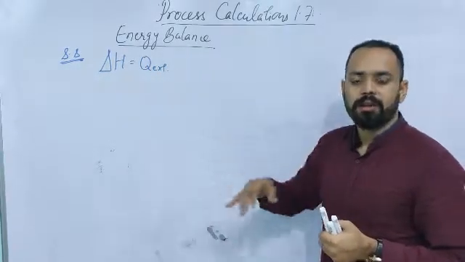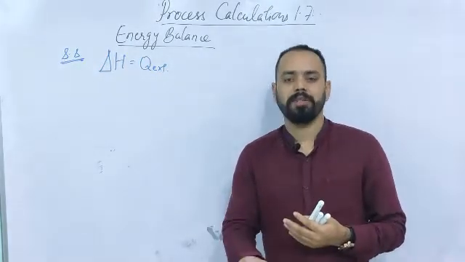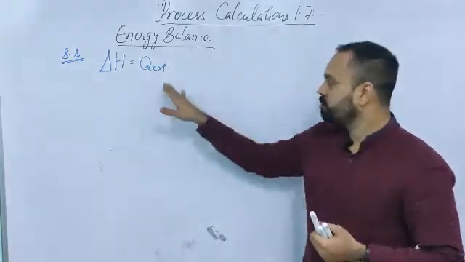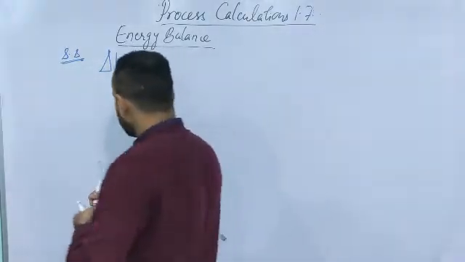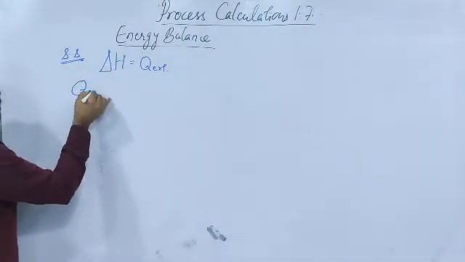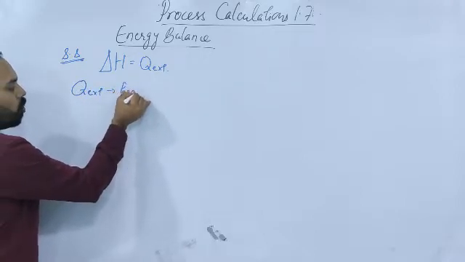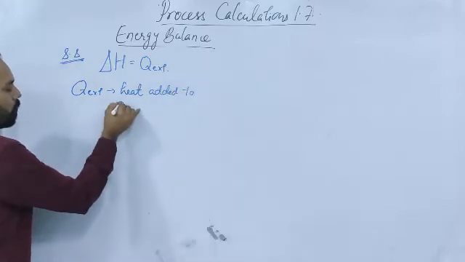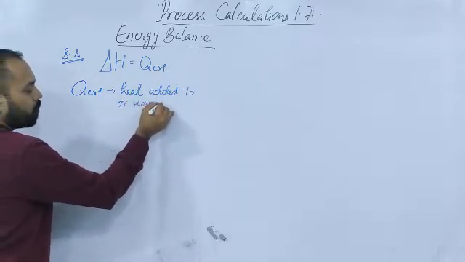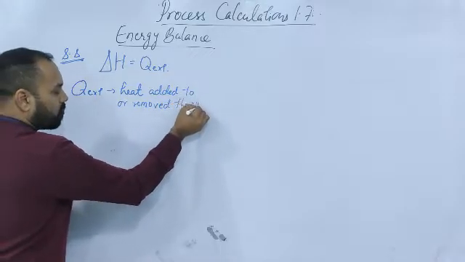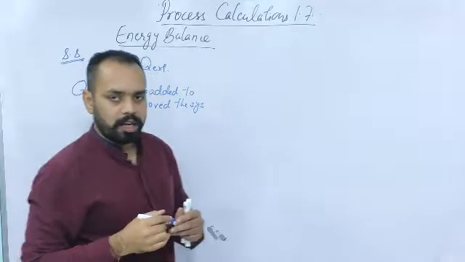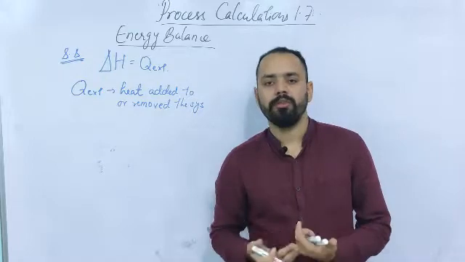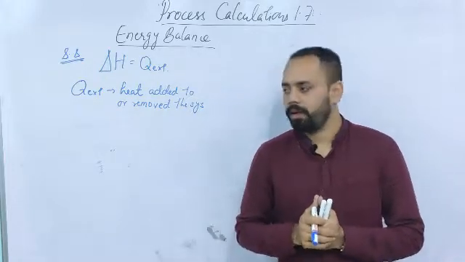Q external is the amount of heat added to the system from outside or removed from the system to the surroundings. That is why I am using the word external. So Q external is the heat added to or removed from the system. Suppose the question says that you are adding 100 kilojoule of energy to the system, or the question says you are removing 50 kilojoule of energy from the system.